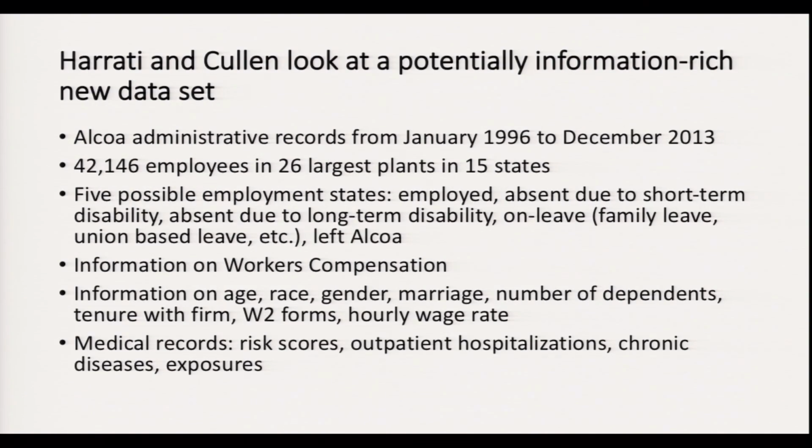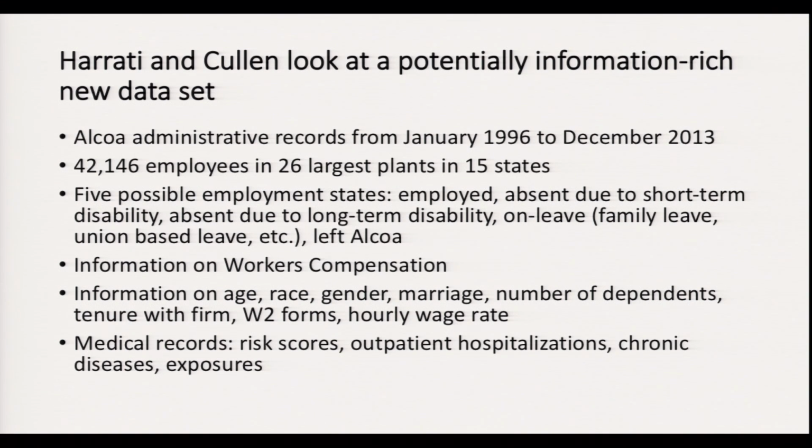Okay, so what does all this have to do with Harrati and Cullen's work? Alcoa administrative records, we talked about this, they have 17 years of really interesting data in which they can do longitudinal analysis of people, 26 plants in 15 states. They talked about the 5 possible states: employed, absent due to short-term disability, absent due to long-term disability, on family leave, and then they left Alcoa.